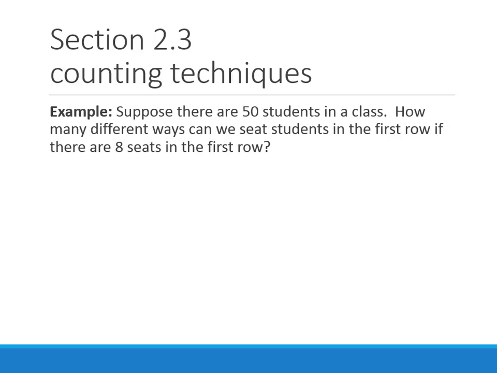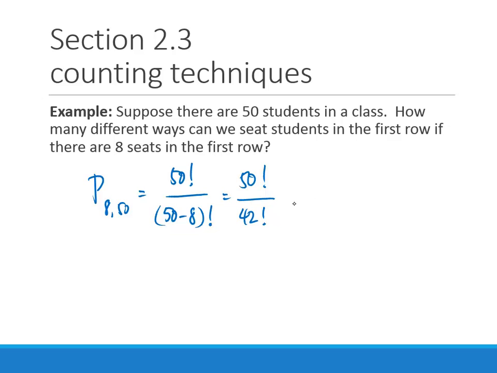And we're going to further assume that each seat is numbered or something like that. So different orders of students in the first row are different. So here order does matter. What we want here is a permutation of 8 students out of 50. So our rule here is this is 50 factorial divided by 50 minus 8 factorial. And of course, we know what that means, it's 50 times 49 times 48, all the way down to 43.